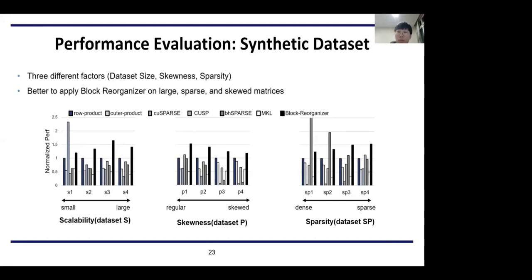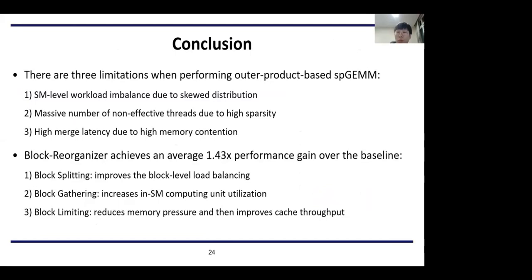In conclusion, there are challenges while performing outer product-based sparse matrix multiplication. To solve these challenges, we proposed the block reorganizer. By applying block reorganizer, we achieved 1.43 of performance gain over the baseline.